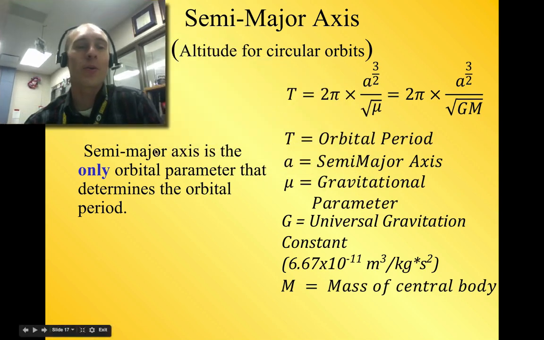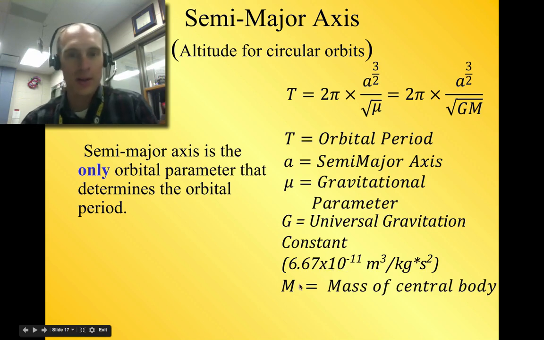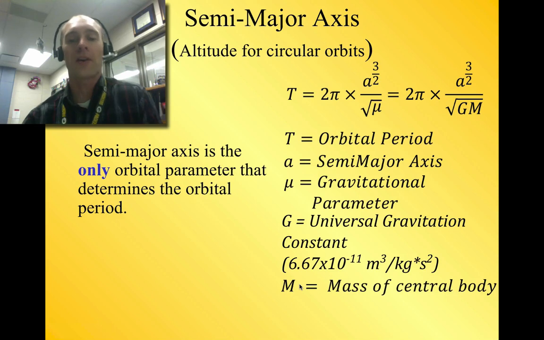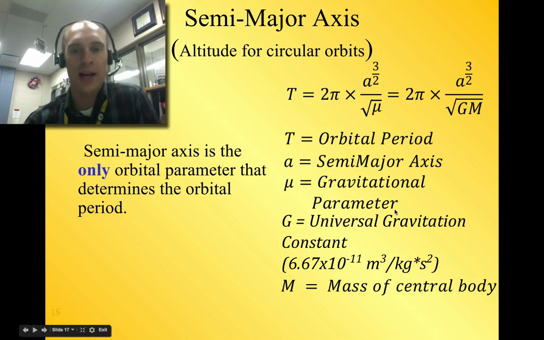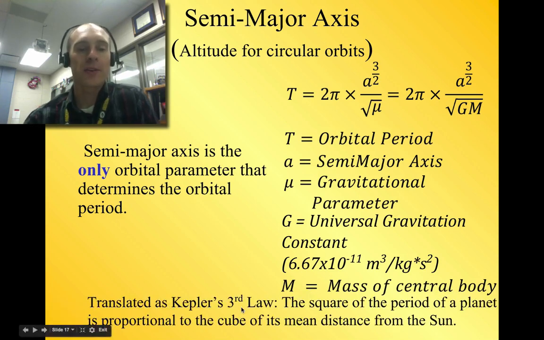To determine the orbital period, you only need the semi-major axis. And so that's this value here, that's a to the 3/2. You also need the gravitational parameter. You're using the universal gravitational constant, which is always 6.67 times 10 to the -11th. And then in our case, we're taking a look at its period around Earth, so that's the mass of your central body. This is translated as Kepler's third law.